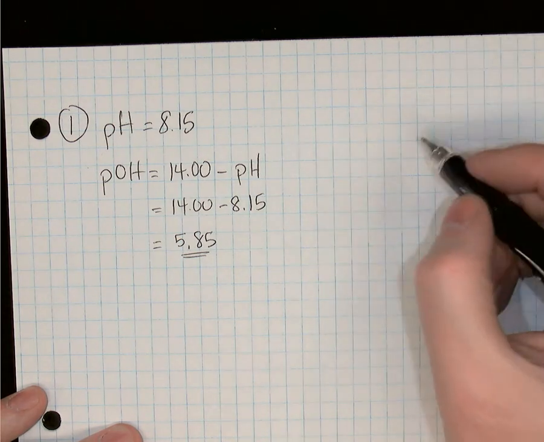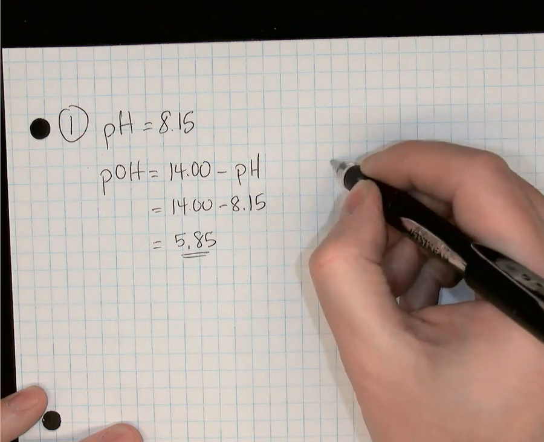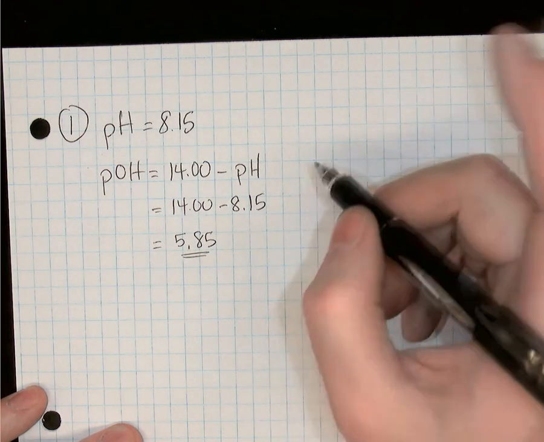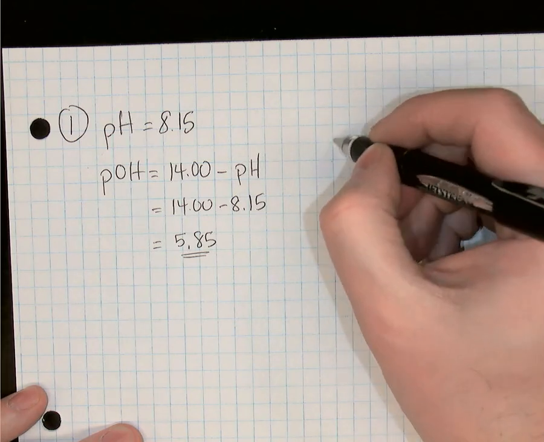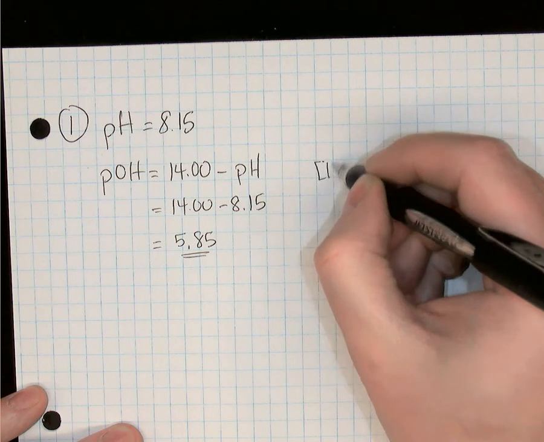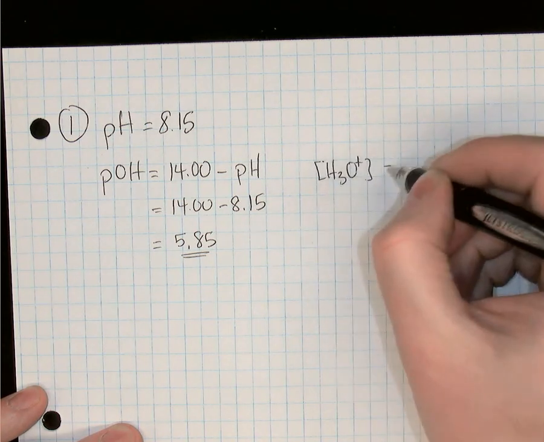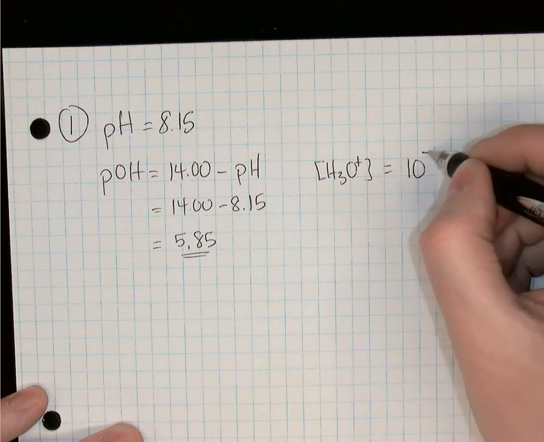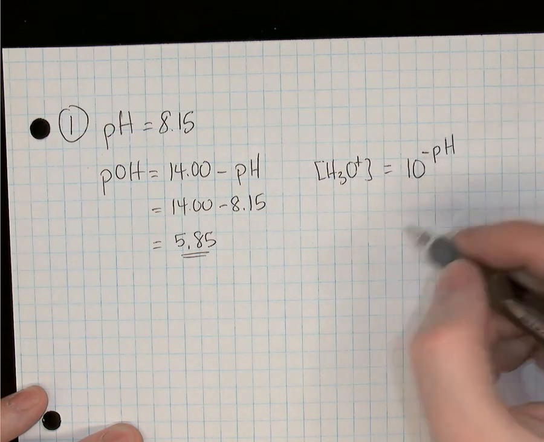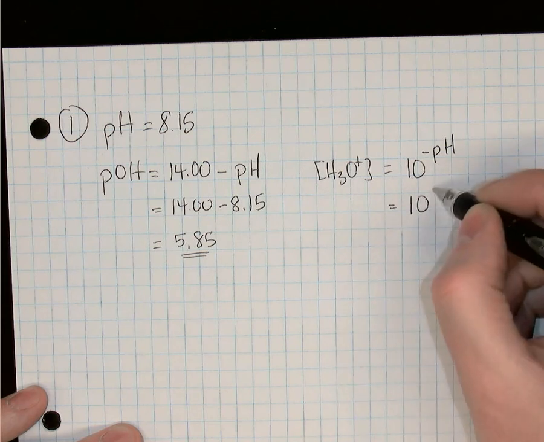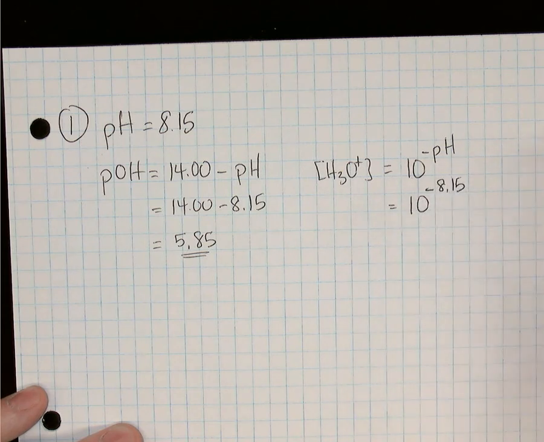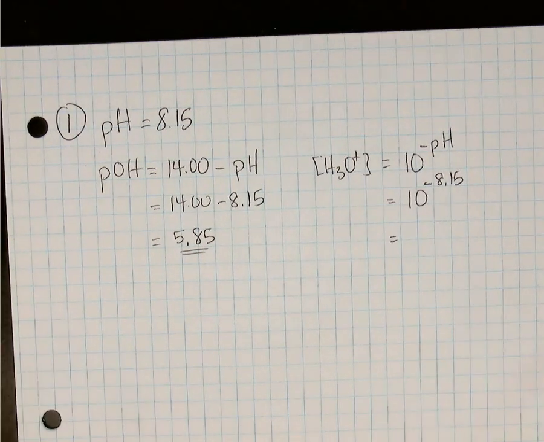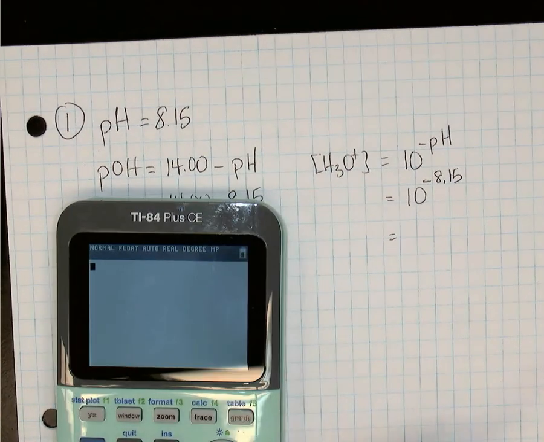Now, if you wanted to use the other equation, the other thing we could have calculated was the hydronium concentration. So the hydronium concentration, H3O+, will equal 10 to the power of negative pH. So that's going to equal 10 to the power of negative 8.15. And so now I'm going to grab my calculator and evaluate that. If you have your own calculator, get it out and try this yourself. You can pause the video while people are getting their calculators if you're watching this in class.